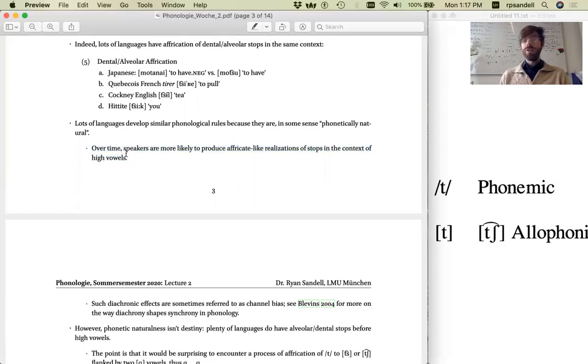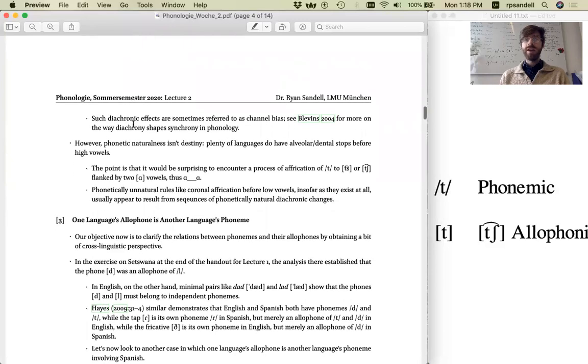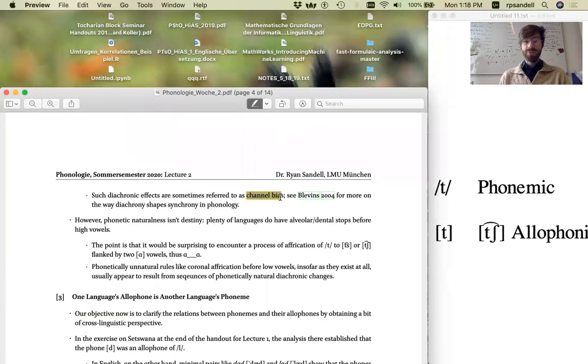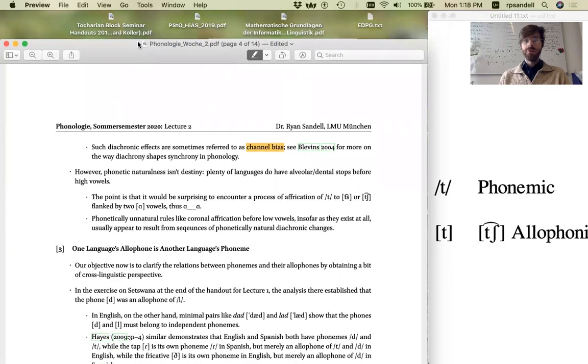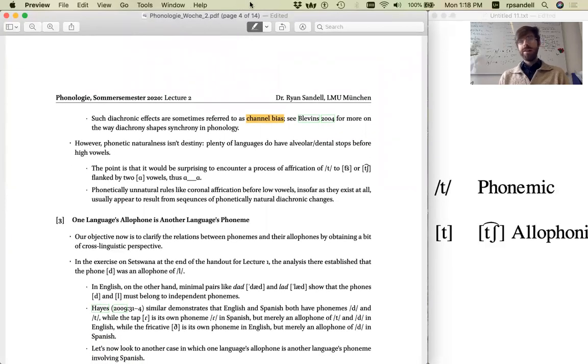It seems that speakers are more likely to produce affricate-like realizations of stops, sounds like tsa or cha, when those stops occur in the context of high vowels. And these kinds of diachronic effects are sometimes referred to in the literature as channel bias. Let's highlight this term here. The notion of channel bias, of diachronic phonetic effects shaping the phonological systems of languages, has been explored in detail in a book by Blevins from 2004.